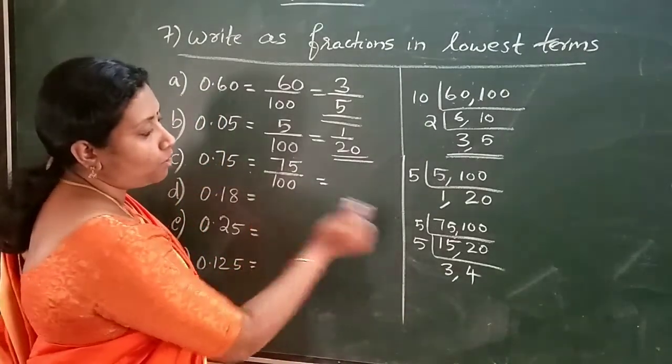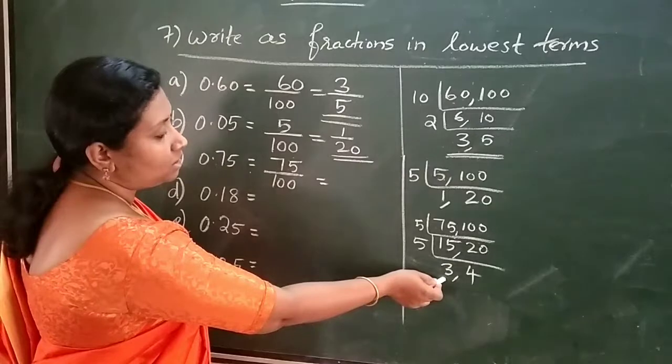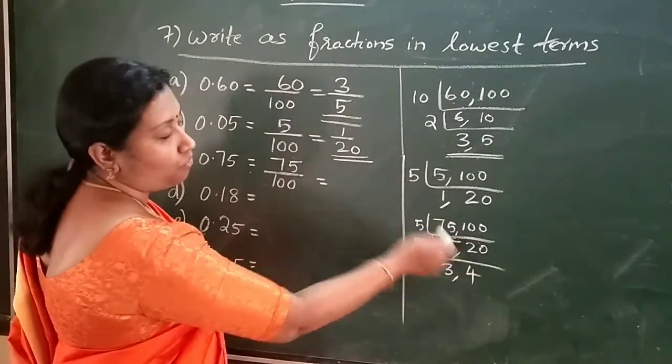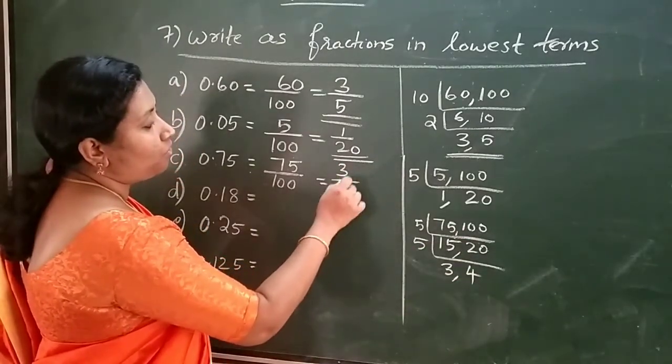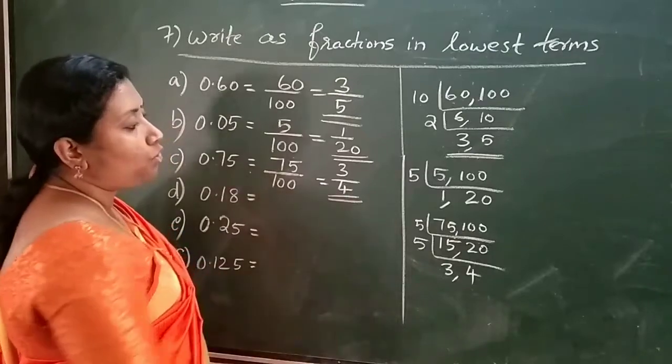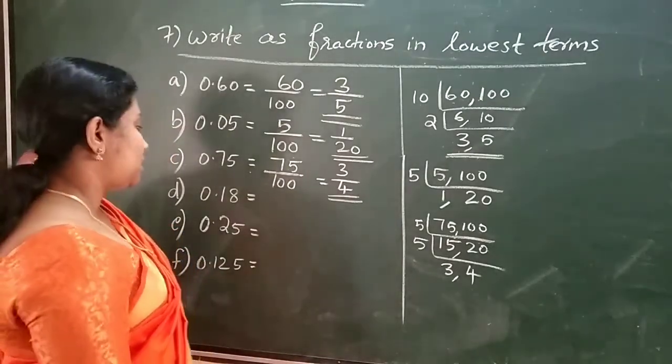So what is the simplest form? 75 becomes 3 and 100 becomes 4. So 3 by 4 is the simplest form of this fraction.